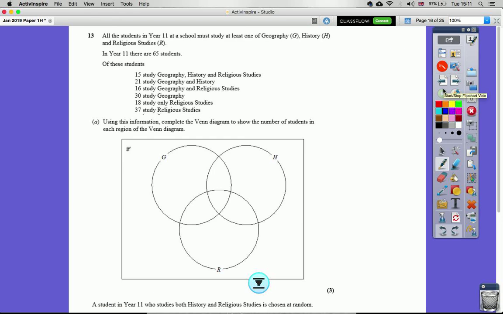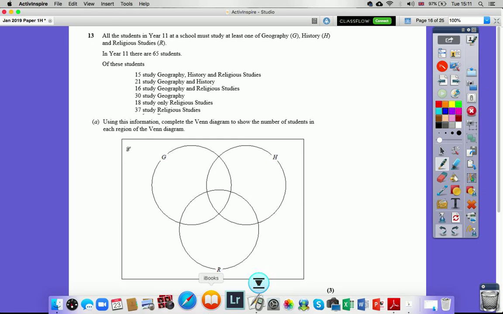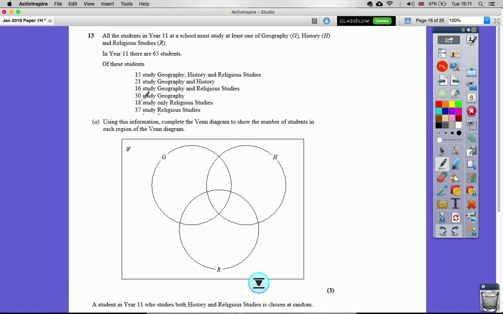Question number 13. Whenever you are solving a Venn diagram, always start from the middle, where all the circles are overlapping or intersecting with each other. So here it says 15 students study geography, history, and religious studies. All the students in year 11 must study at least one subject, so there will be no numbers outside these three circles. So I start from the middle, where all three circles are intersecting.